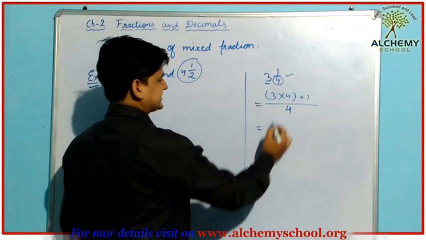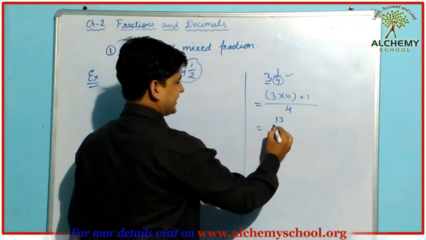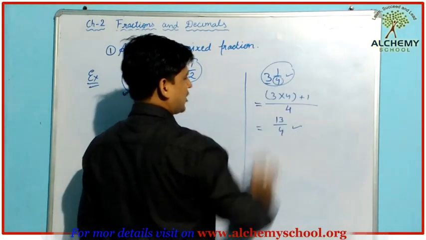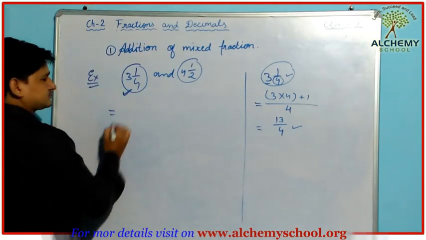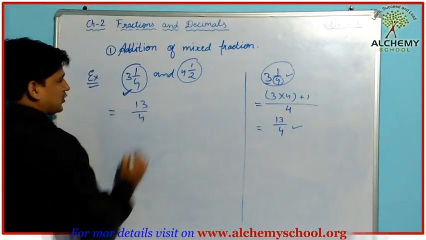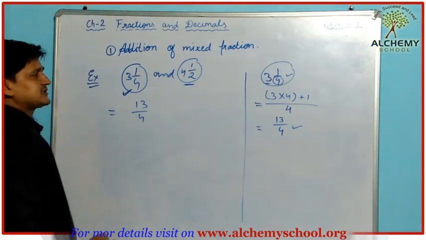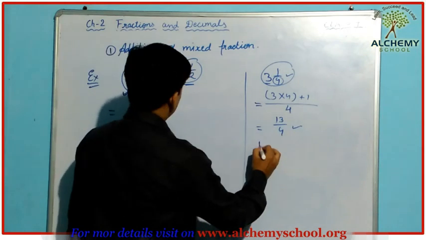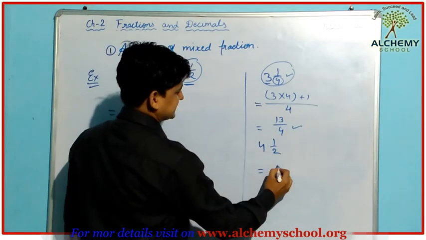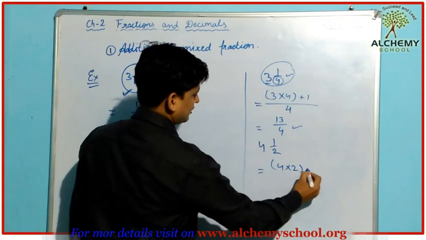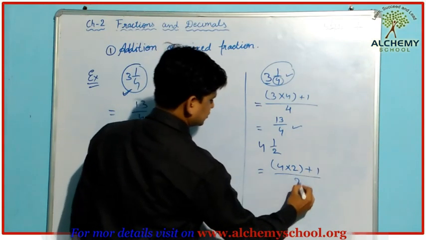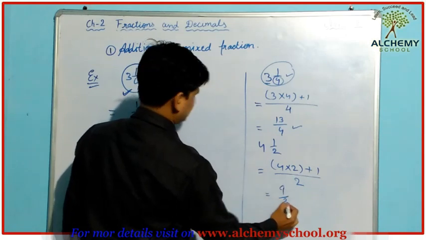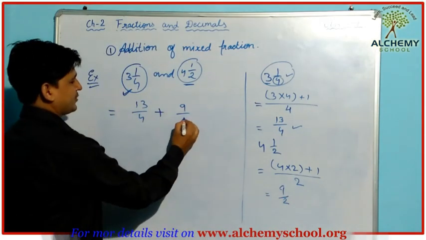Then 4 3s are 12 and 1 is 13. 13 upon 4. So this is the improper form of 3 and 1 upon 4. We can write here 13 upon 4. The same way we can change 4 and 1 upon 2 also. So plus 4 1 upon 2 can be written as 4 into 2 plus 1 upon 2, which is equal to 4 2s are 8 plus 1 is 9. 9 upon 2. So we write here 9 upon 2.